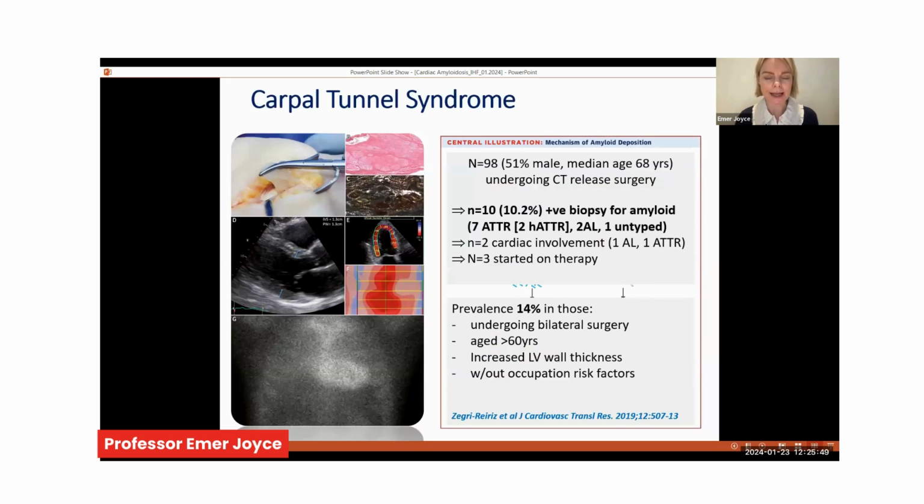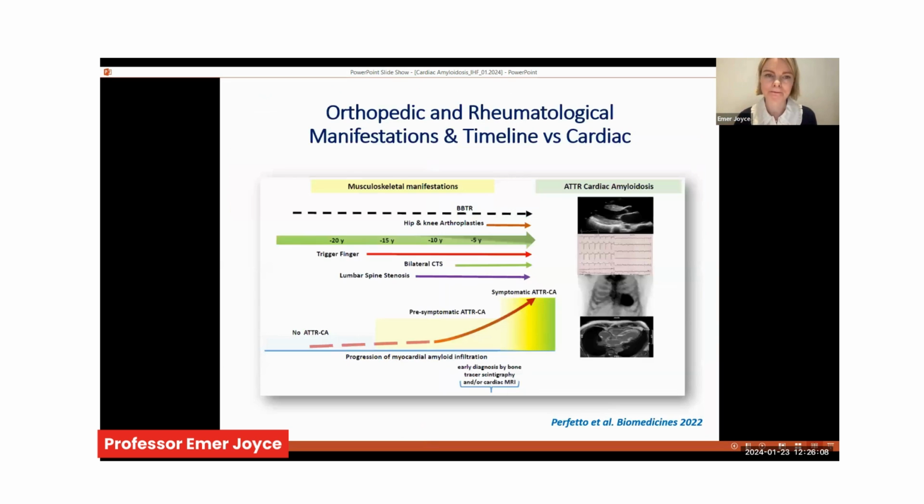And about 14% actually. So what is the prevalence? In those who have carpal tunnel syndrome, maximum 14% may have amyloid, particularly if it's both sides, if they're older, and if there are other risk factors, like it's not coming because of their particular job, or this can be related to occupation.